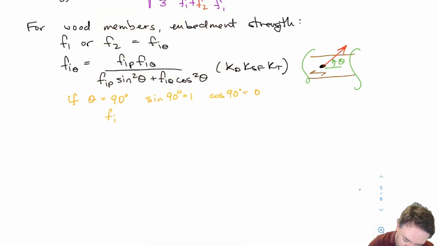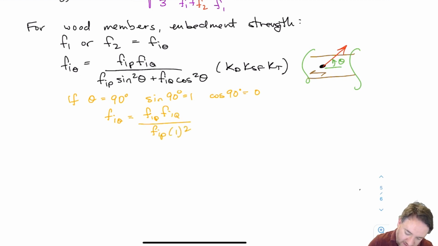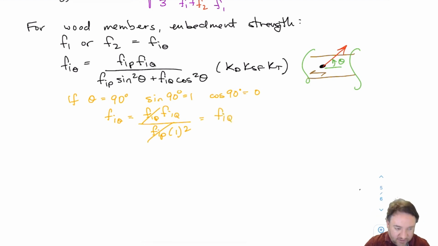let's say my Fi theta is going to be FIP, FIQ. My sine theta is going to stay. So this is going to be FIP times 1 squared, and then FIQ is going to be times 0, so it goes away. So then I cross out my FIPs here, and I get that Fi theta equals just FIQ. So you can see just the way that this equation works. If I'm directly perpendicular to grain, so my theta is 90, then my Fi theta is just equal to my FIQ, which is my embedment strength perpendicular to grain.